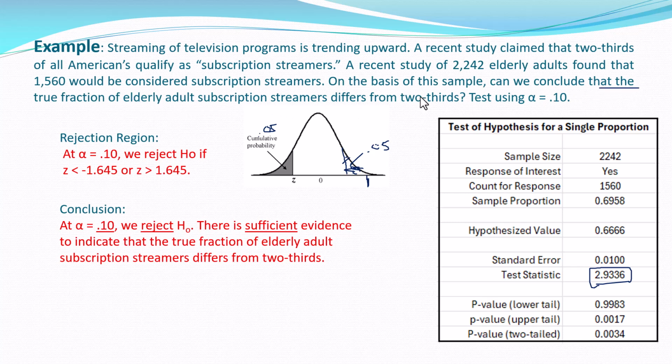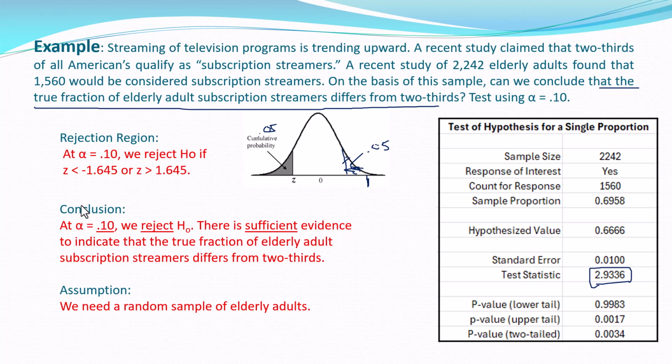I'm going to take this wording in the problem here, and I'm just going to copy and paste it. The true fraction of adult subscription streamers differs from 2/3. If my test statistic did not fall in the rejection region, we'd fail to reject. There's insufficient evidence, but the rest of the word stays the same. What's the assumption we need in this case? We just need a random sample. And in this case, we were working with elderly adults.